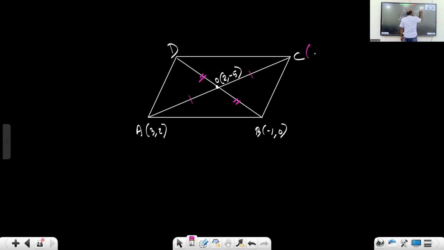I'm calling this AB, and this CD. Draw the diagram. After that, I'll tell you.